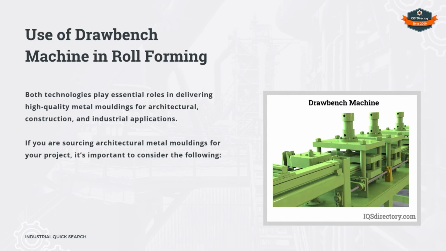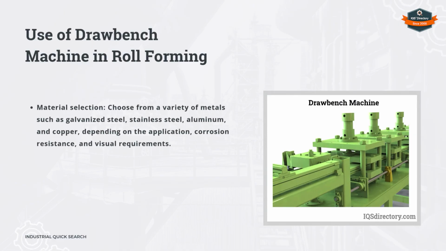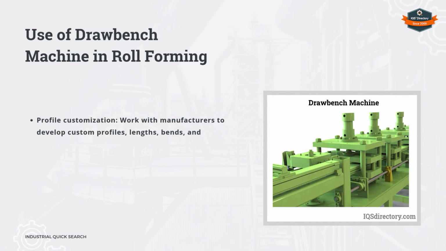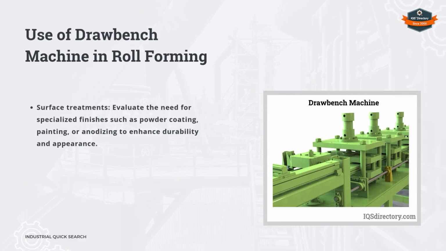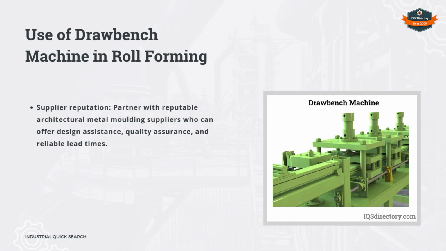If you are sourcing architectural metal moldings for your project, it's important to consider the following. Material selection. Profile customization. Surface treatments. Supplier reputation.